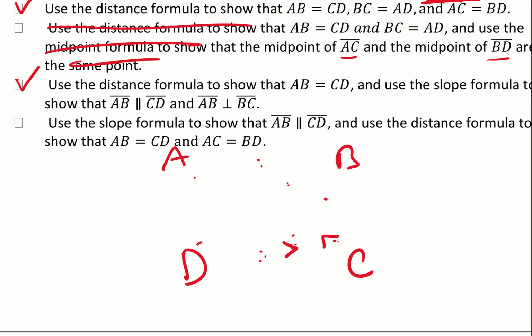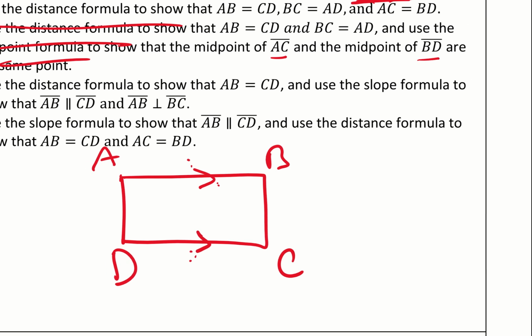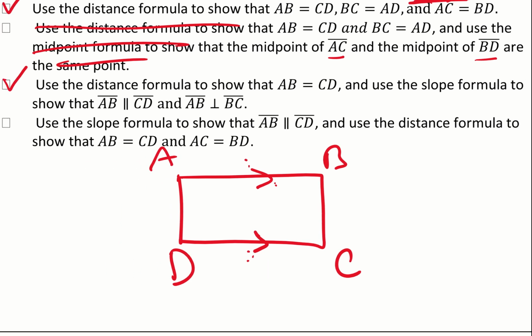Okay, so I'm going to redraw the rectangle because of all that from earlier. Use the slope formula to show that AB is parallel to CD, and use the distance formula to show that AB is equal to CD and AC is equal to BD. So AC is equal to BD, and the answer is yes. Diagonals are congruent in a rectangle, and we've shown that it's a parallelogram. So a rectangle is a parallelogram with congruent diagonals, which in this case it is. All right.